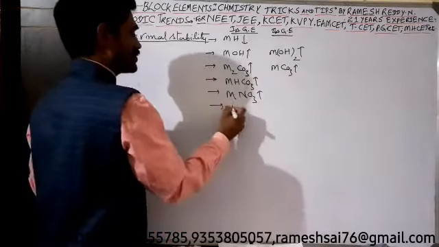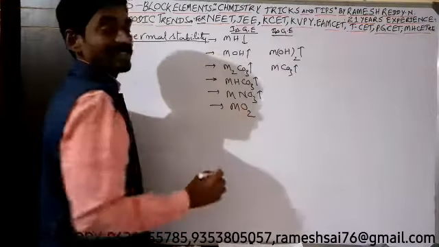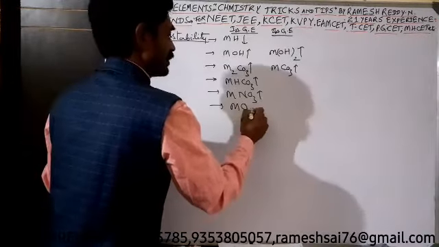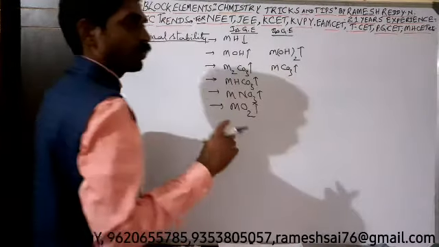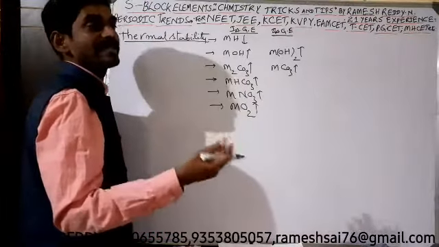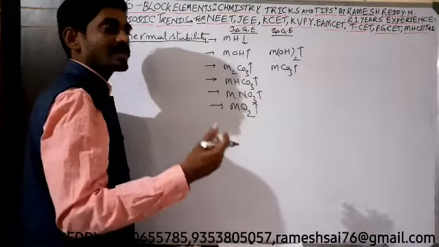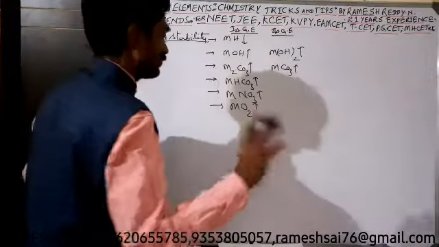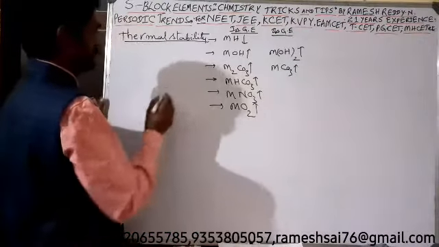Next, thermal stability of metal oxides, that is superoxides, increases, that is potassium, rubidium, cesium superoxides. Progressive increase, but lithium and sodium cannot form superoxides. Take care. Okay, fine. Next one.